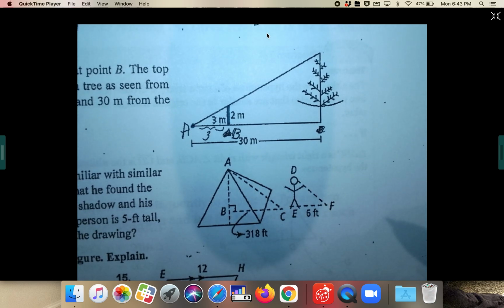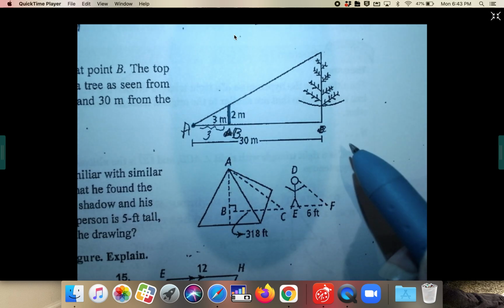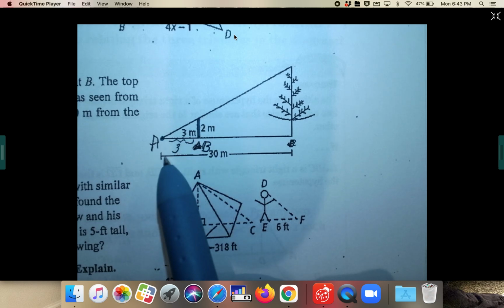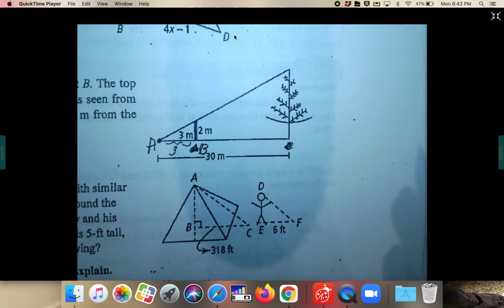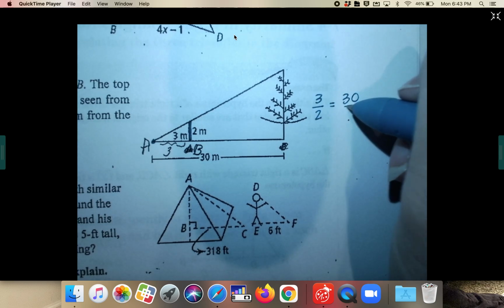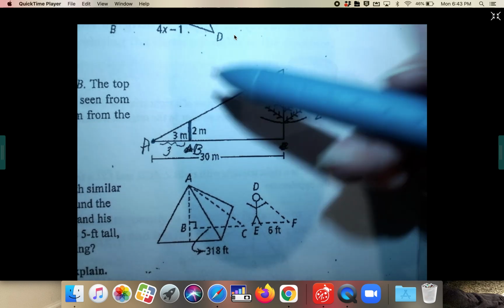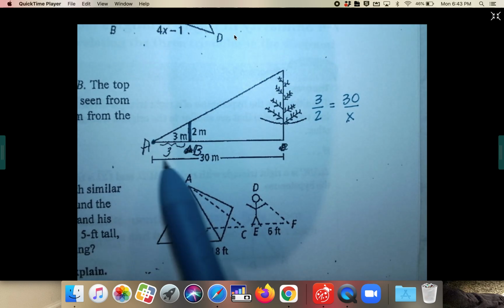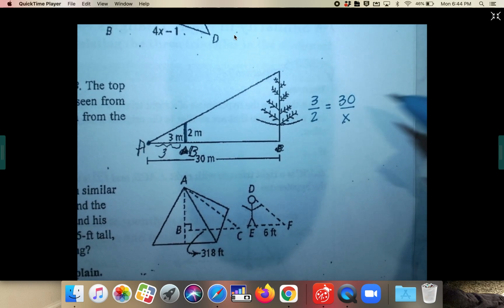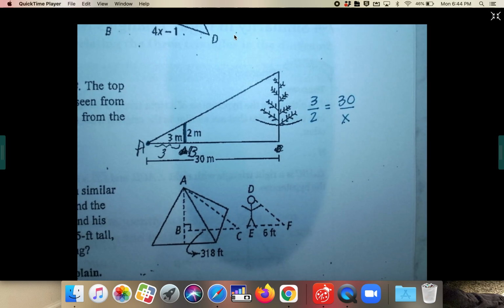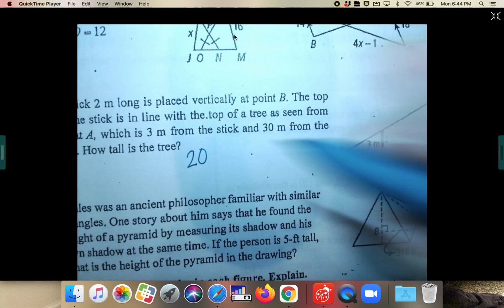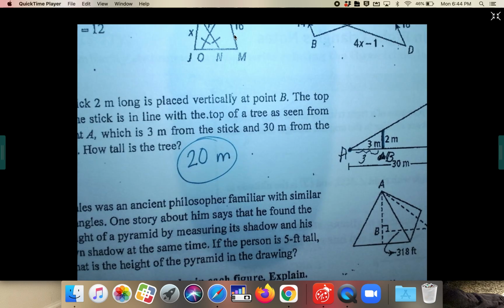So once again, we are just going to set these up as a ratio. So 3 per 2 would be equal to 30 per X. That's just one way to set it up. There are multiple different ways you can set this up. I could have flip-flopped them. I could have done 3 over 30 equals 2 over X. It just doesn't matter. You're going to get the same answer. So the bat is 60 divided by 3. That is going to be 20. So how tall is the tree? The tree is 20 meters tall.